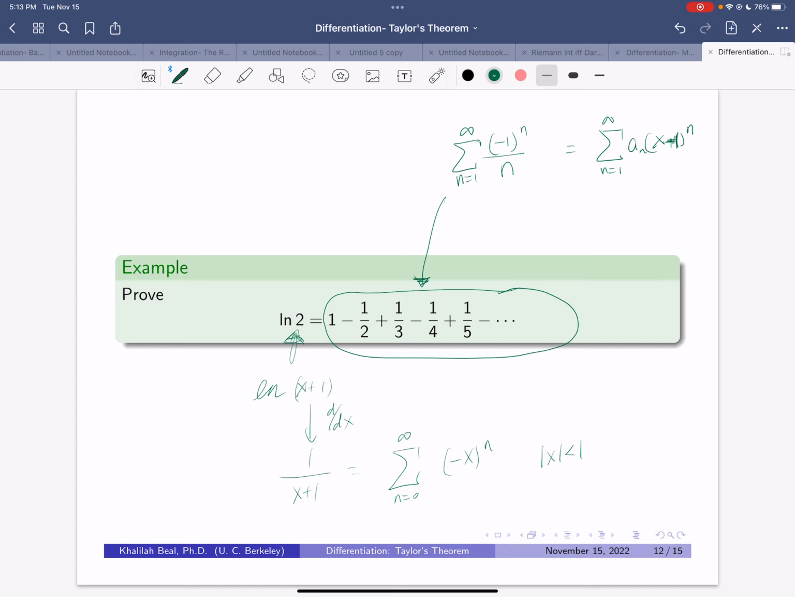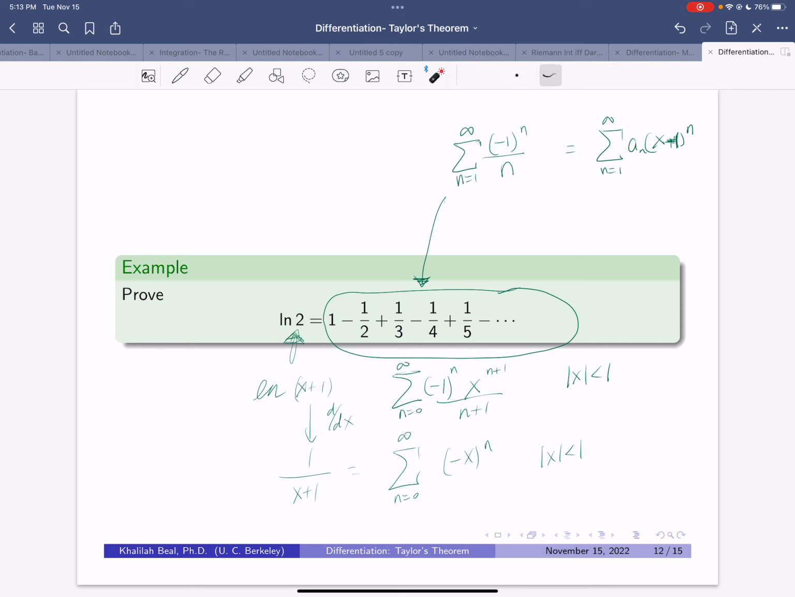So now, if I integrate this, I should get something for natural log of x plus 1. I can integrate it term by term. And I'll get x to the n plus 1, negative 1 to the n, but then this needs to be over n plus 1. I think we can still have n starting at 0. So remember how we said that the radius of convergence doesn't change when you're differentiating or integrating, but the endpoints may or may not change.